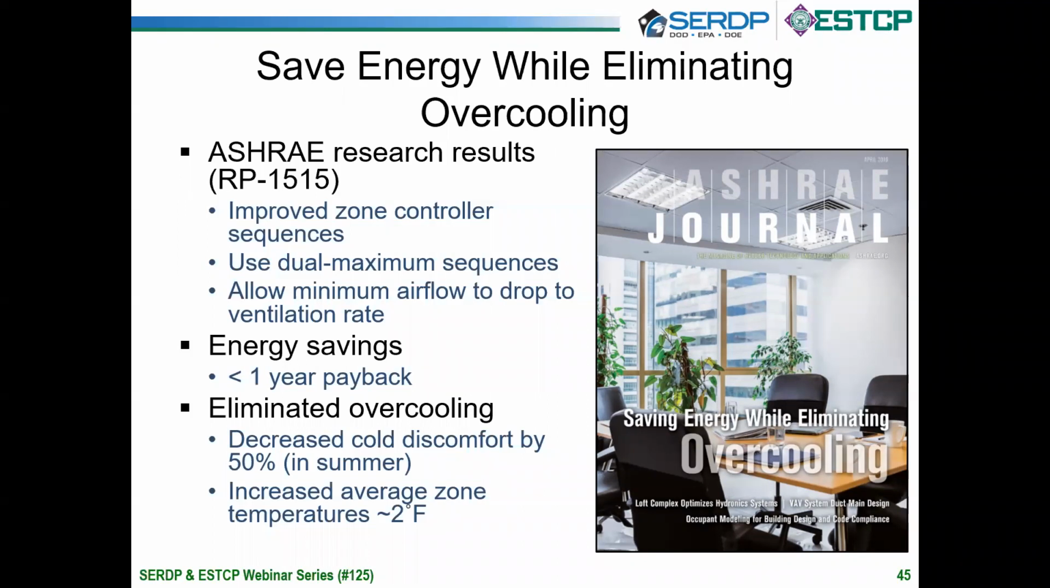The amount of cold discomfort reported on occupant surveys dropped by half during the summer months. And the reason for this is that the zone temperatures were warmer. They increased by about 2 degrees Fahrenheit on average. So you can reference the article for a full explanation of why conventional VAV control sequences end up leading to subcooled zones.